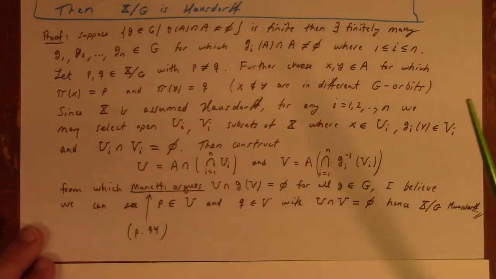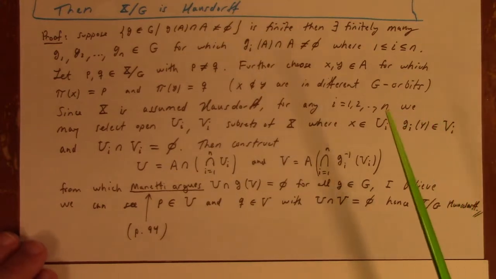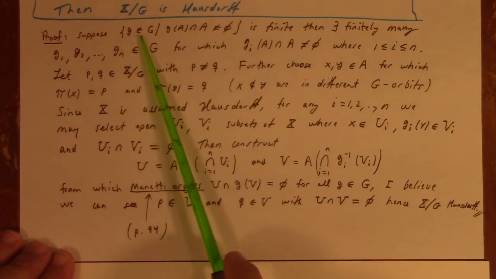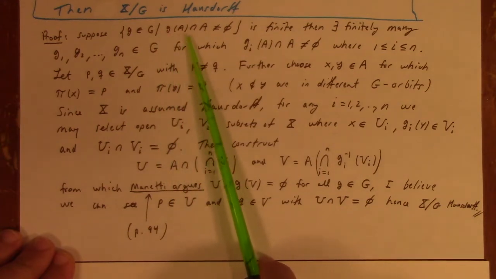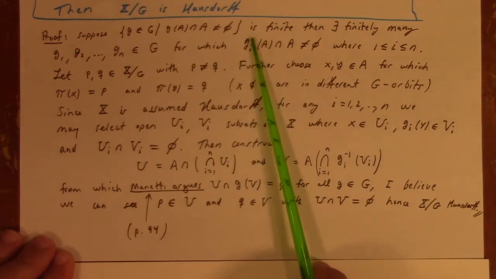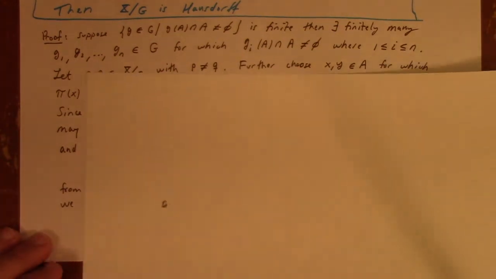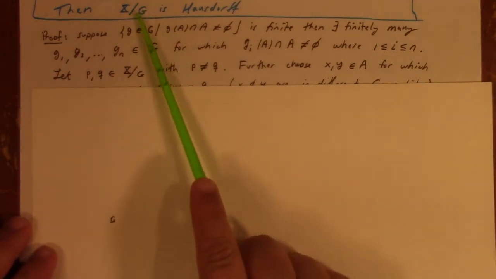And so I'm just going to sketch what Manetti does here. I skipped a few steps down here mostly. If we take the set of g in the group which have g of A intersect A non-empty, and we suppose that's finite, then there exist finitely many g1 through gn for which gi of A intersect A is not empty, right? And so we're trying to prove that this is a Hausdorff space, right?